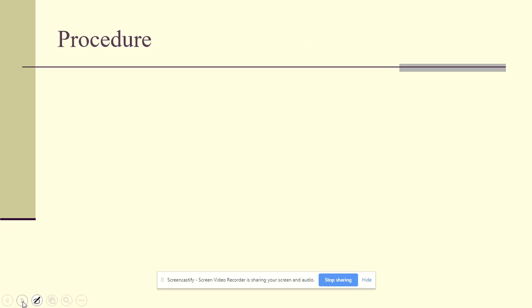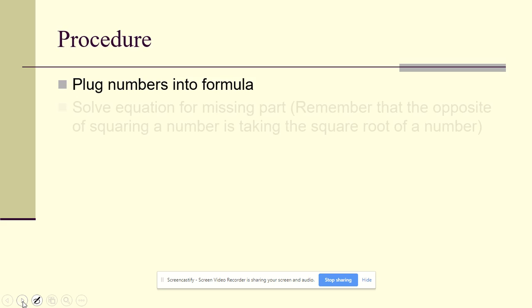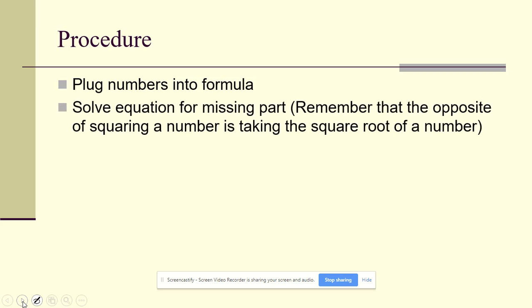So the procedure for taking care of problems like this is to first plug the numbers that you have into the formula, and you're always going to have two to plug in, whether it's A and B, A and C, or B and C. And then from there, you're going to solve the equation for whatever the missing part is. Always remember that the opposite of squaring a number is taking its square root.